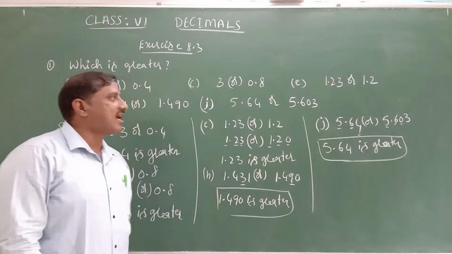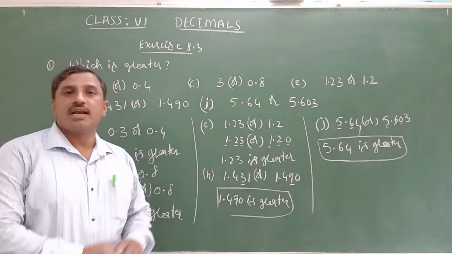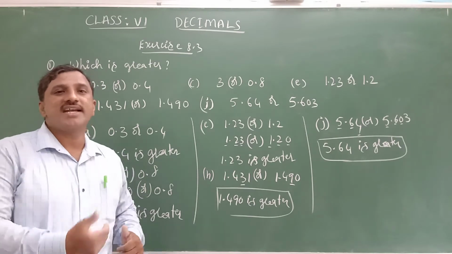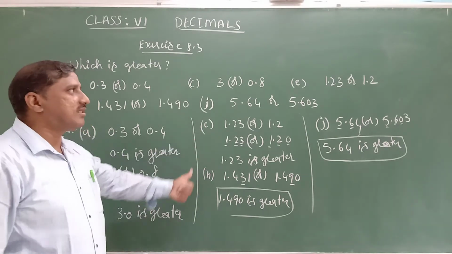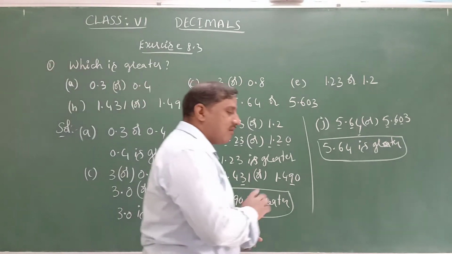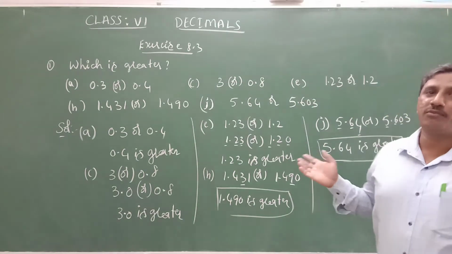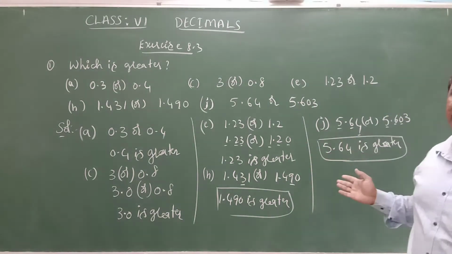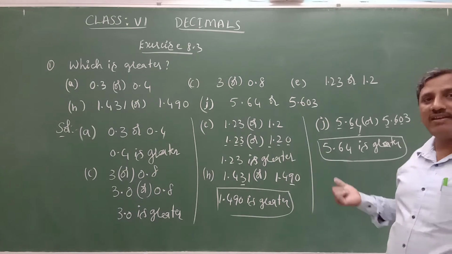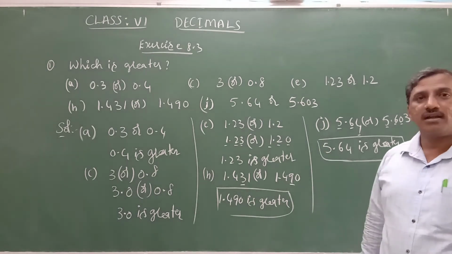Like this we will compare the decimals. I hope you understand how to compare the decimals. Now we will enter into the applications of decimals. We use decimals in the conversion of money from paise into rupees, rupees into paise. Similarly in length and even in the weights. Clear, children?